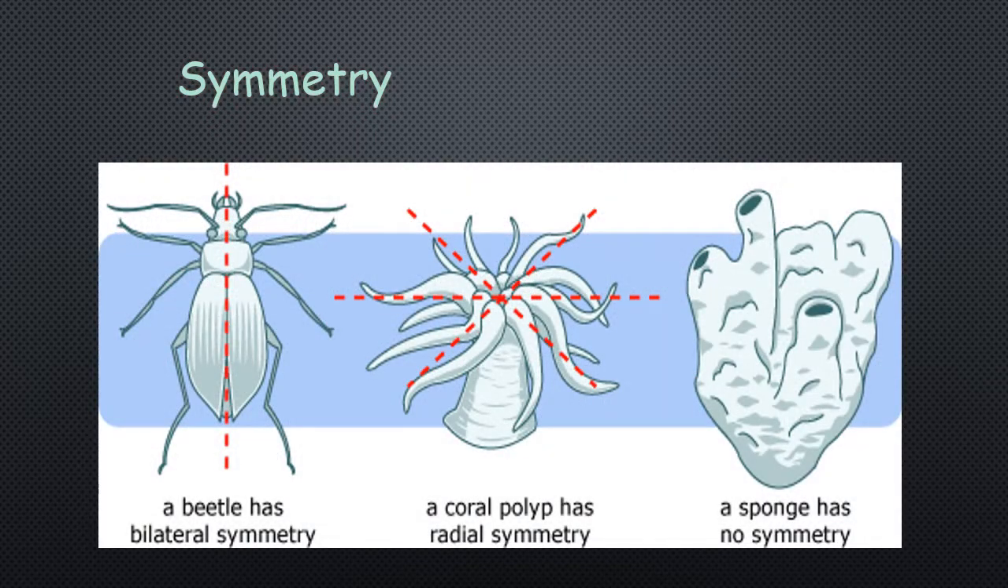So here we can see our different types of symmetry. Our beetle is bilateral because we can divide it down the middle to have a left and right mirror images. Coral polyp is radial because we can kind of cut it like a pie, and no matter which way we cut it, the parts are all radiating around a central portion. And then we have a sponge, which has no symmetry. There's no way that we can divide that where any division will look like another.